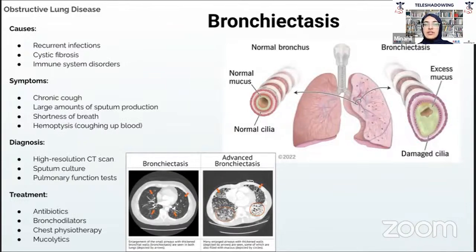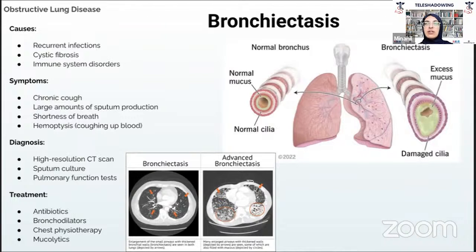And the initial insult, basically, of the pulmonary infection combined with obstruction or impaired clearance would lead to a dysregulated host response, which would lead to bronchial inflammation and then permanently dilated airways. So it is kind of like a domino effect. And there are many causes, including airway obstruction, like a foreign body aspiration or a mass.